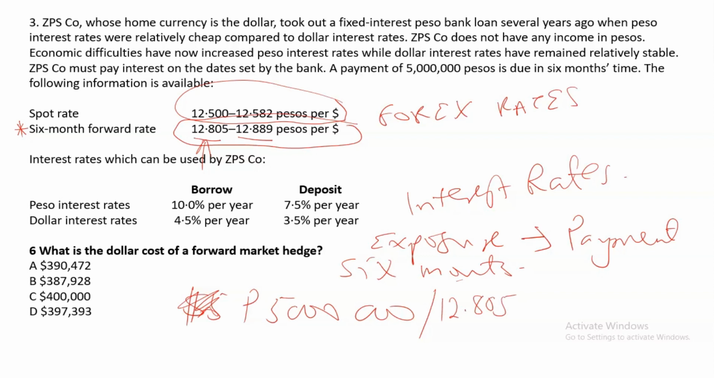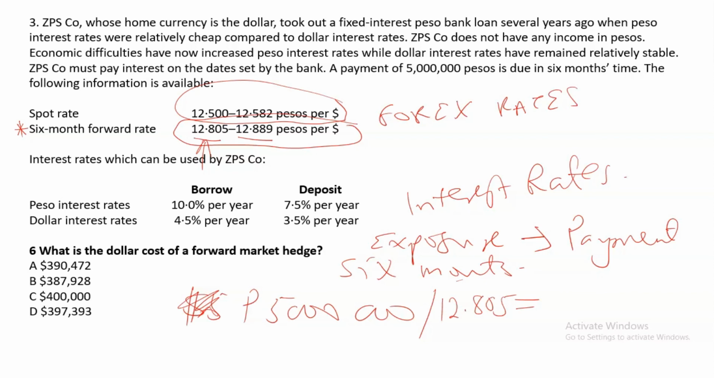So we use the 12.805 and not the 12.889, because if we use the 12.889, we are going to pay low or less. So let me use a calculator. Where is the calculator? If we use the 12.889, it means we'll be paying less. So the banks won't allow that. We need to pay more.